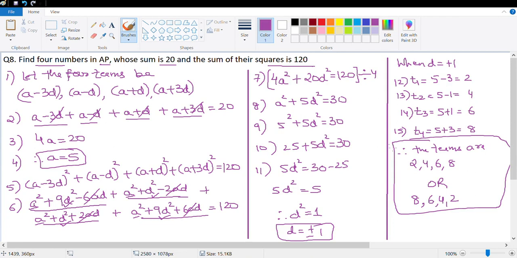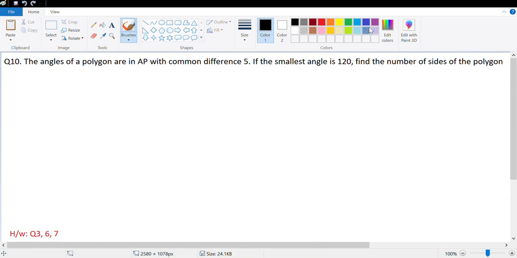Perfect. Let's look at the next question, which is the last question that I do with you from this exercise, which is question number 10. It says angles of a polygon are in AP with common difference 5. If the smallest angle is 120 degree, find the number of sides of the polygon.